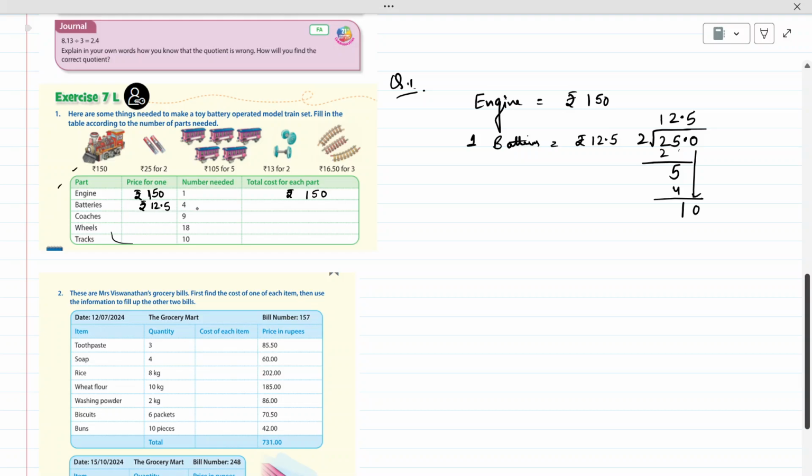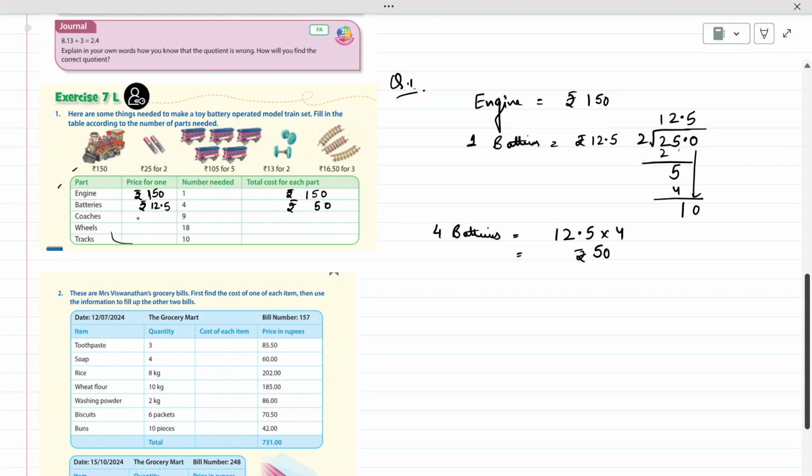And now what is the requirement? We have to find out the cost of 4 batteries here. Okay. So for 4 batteries, what we have to do? We have to multiply this 12.5 with 4. So when we are multiplying this 12.5 with 4, kids, it will be 50. Rupees 50. So I'm writing here rupees 50.